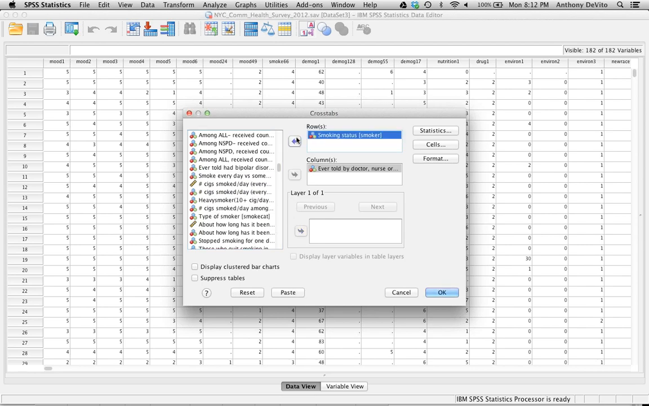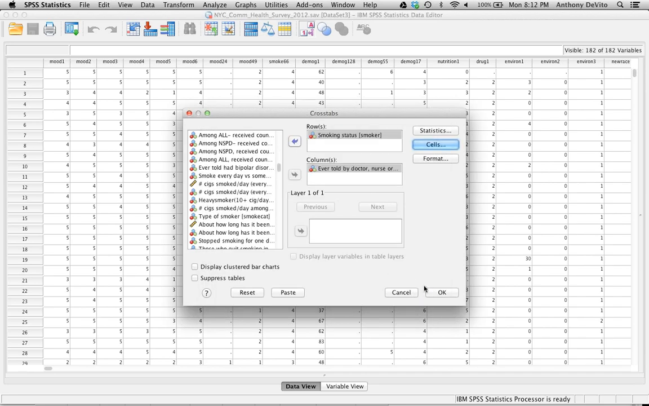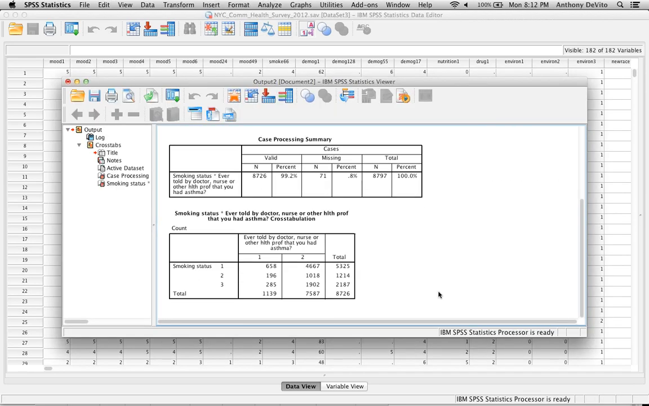Now, I haven't even looked at this data really. They're both categorical or nominal data. I can see by the symbol that's in front of them. I'm not sure what the various values are. So I'm going to go into cells, and I'm going to ask SPSS to just show me the observed values for now. I'm going to click OK. And look what it did. It organized it for me.